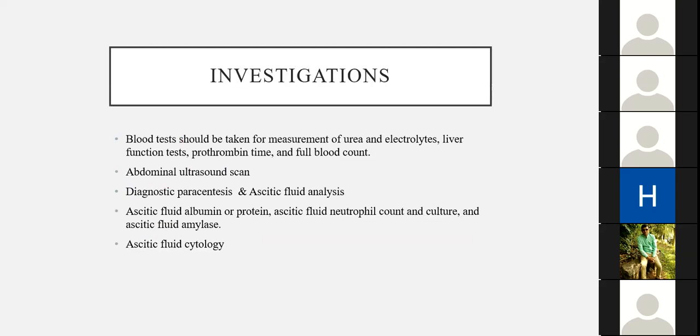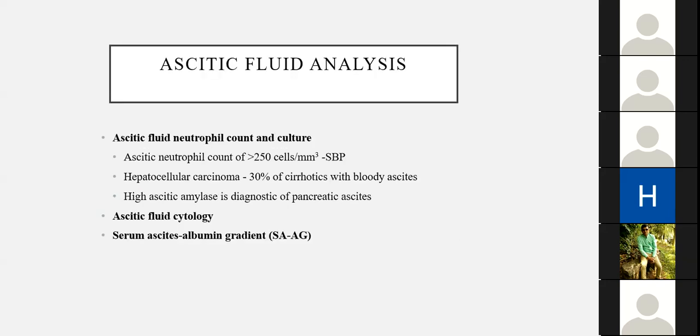And we should evaluate the causes of the ascites. We have to perform diagnostic paracentesis, ascitic fluid analysis, and ascitic fluid cytology. If the ascitic fluid neutrophil count is more than 250 cells per millimeter cube, it is diagnosed as spontaneous bacterial peritonitis. Around 30% of cirrhotics with bloody ascites are diagnosed with hepatocellular carcinoma. If the ascitic fluid is rich in amylase, it is diagnostic of pancreatic ascites.